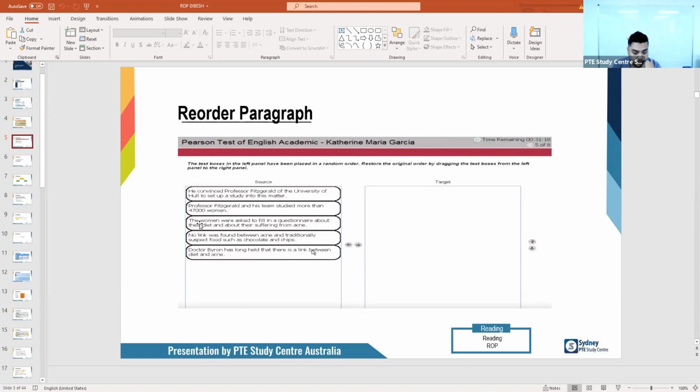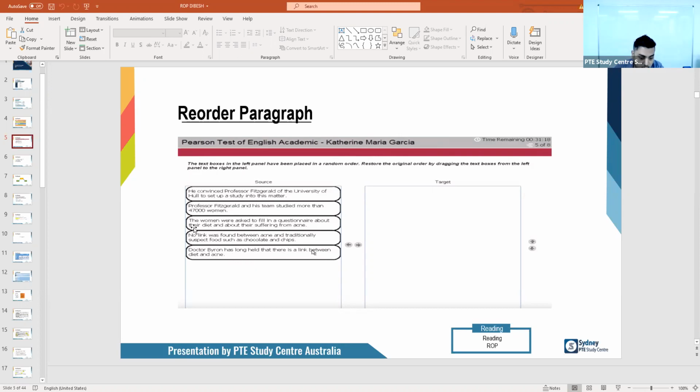Now I'm going to compare between these two. Okay, so Professor Fitzgerald and his team studied more than 47,000 women, and Dr. Byron has long held there is a link between diet and acne. And if I read this sentence, what does it say? He convinced Professor Fitzgerald. Who convinced? Dr. Byron. There we go, Dr. Byron. So who comes first? Dr. Byron. Dr. Byron. So this is my first sentence. Dr. Byron has long held there is a link between diet and acne. Okay.